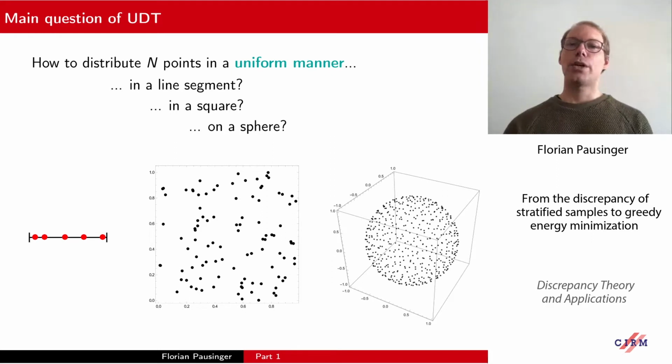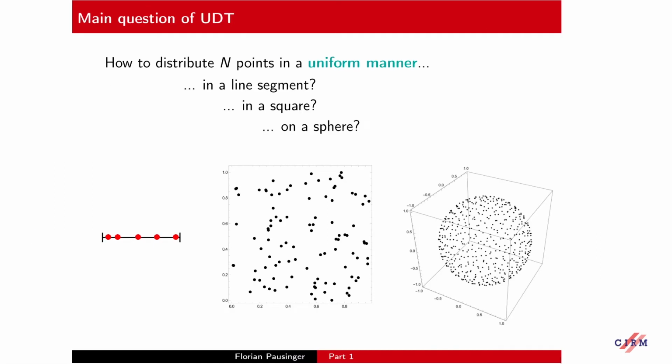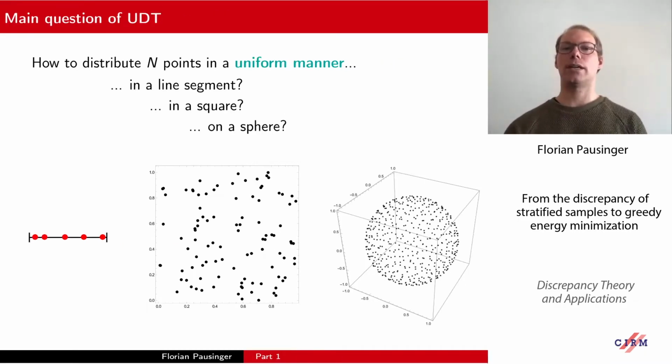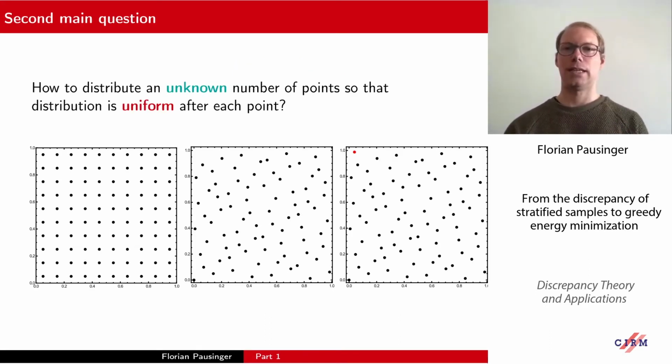So the main question in uniform distribution theory is always how to distribute n points in a uniform manner. Imagine you have a finite number of points and you would like to distribute them in a line segment, in a square, on a sphere. How can you do that? What are good constructions? How can you achieve a good spatial spread of the points, and how can you actually quantify this distribution? Related to this, you can also wonder how to distribute an unknown number of points so that the distribution is uniform.